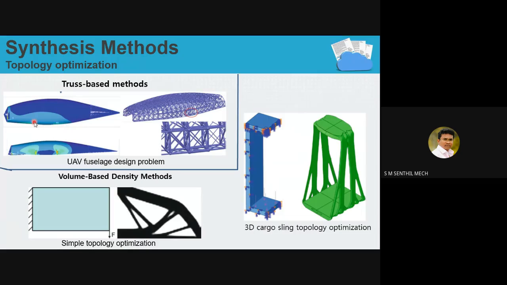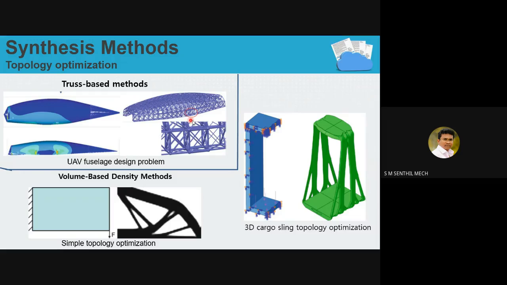This is the fuselage of a UAV, an unmanned aerial vehicle. How do we handle it? It has to be light because it is not going to carry much load, yet it should withstand a lot of stresses. When you go with the truss-based method, this is how the outer structure of your fuselage will look.